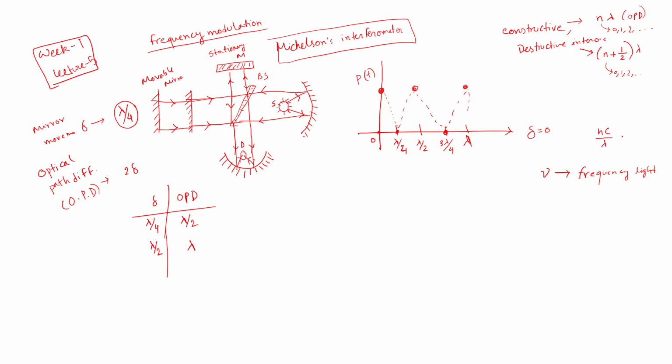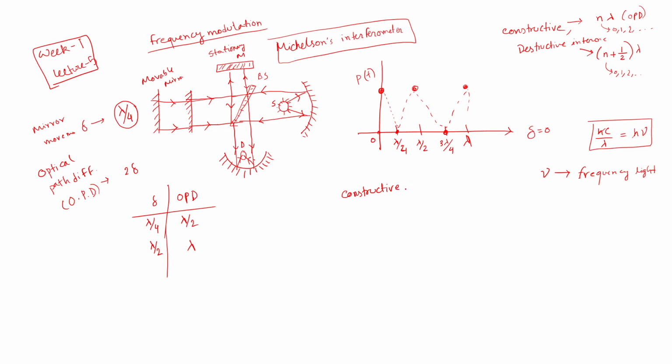To get an idea, we all know energy is hc by lambda. I use this formula to take the relationship between c by lambda to be valid. So as you can see, c for light is very high, 3 into 10 to the power 8 meter per second, so your frequency is also very high. We don't have such an instrument to operate at that speed. So we'll take the frequency of the mirror movement.